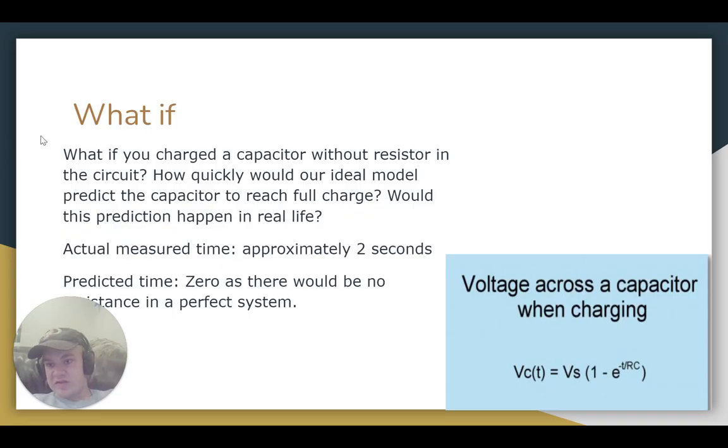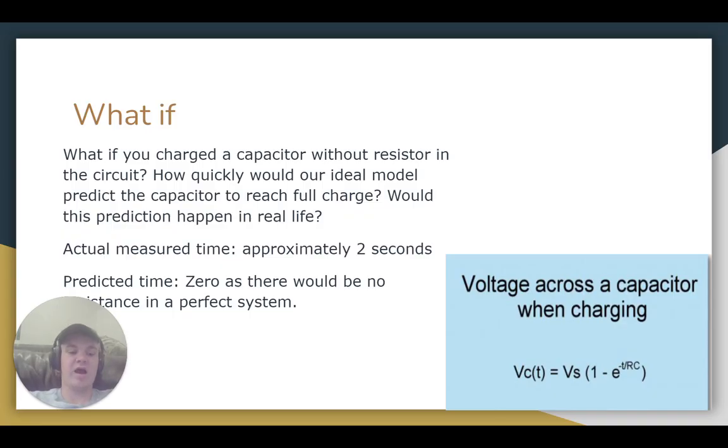For the what if section of this, what if you charged the capacitor without a resistor in the circuit? How quickly would the charge in the ideal model predict the time for the capacitor to reach full charge? And would this actually happen in real life? So the thing that's getting at is the voltage across the capacitor and charging equation down here. The voltage in the capacitor is the voltage in the system times 1 minus e to the negative t over RC. Okay, so ideal model of just voltage, capacitor, no resistance, R would be 0.